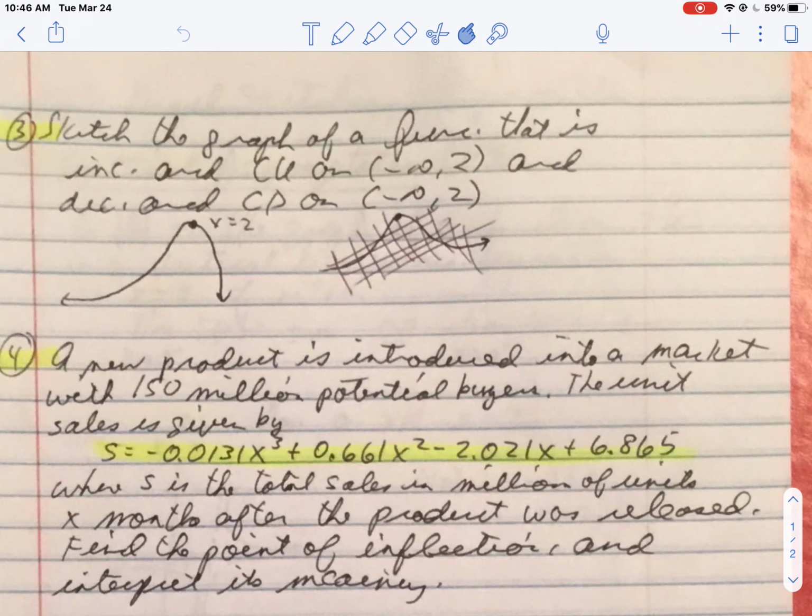Number 3 would be an example of going in the opposite direction now, taking the information and actually sketching a graph. And I actually need to make a correction on that. Let's say we're increasing and concave up on the interval from -infinity to 2. And let's say decreasing and concave down, change that, on the interval from 2 to infinity. I meant to change that, forgot.